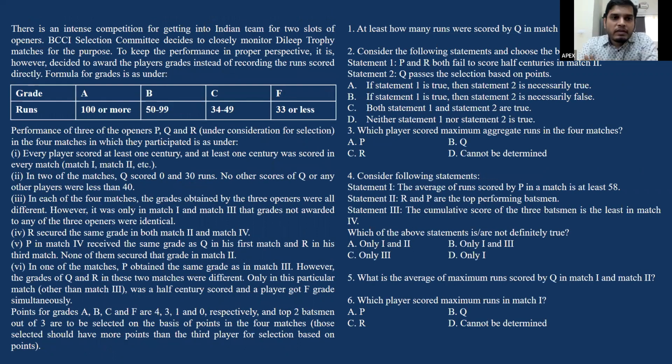Now, this is an intense competition for getting into Indian team for 2 slots of openers. BCCI selection committee decides to closely monitor Dilip Trophy matches for the purpose. To keep the performance in proper perspective, it is, however, decided to avoid the player grades instead of recording the run scored directly. So the players were given grades, but not recording the run scored directly. Formula for grades is as under. So 100 or more, grade A. 50 to 99, grade B. 34 to 49, grade C. 33 or less, grade F. Okay. Performance of the 3 openers PQR in the 4 matches in which they participated is under.